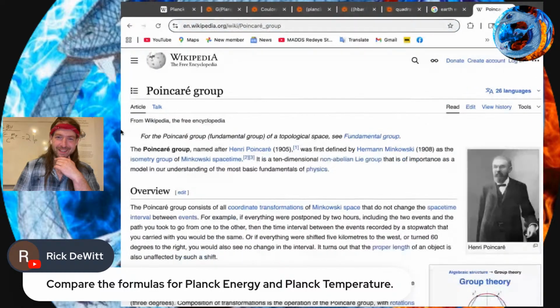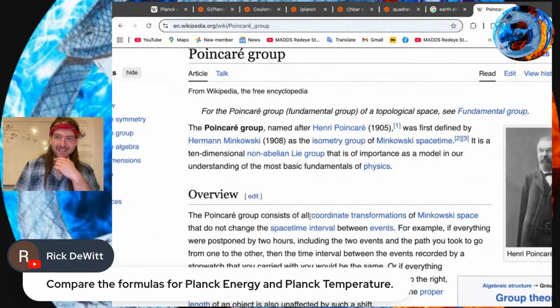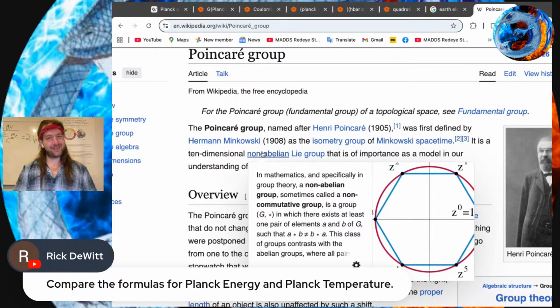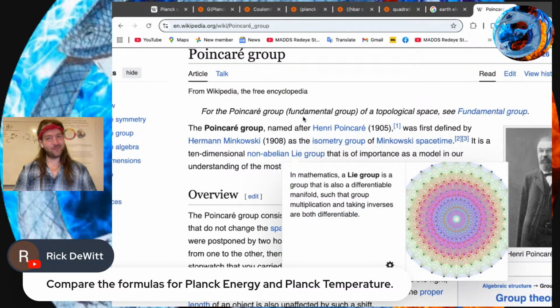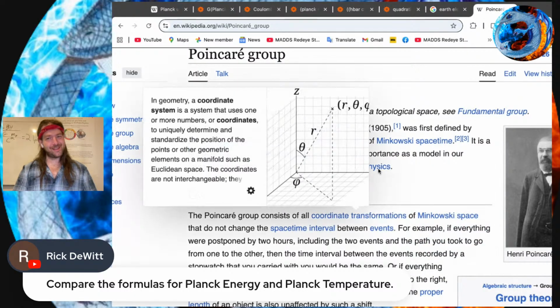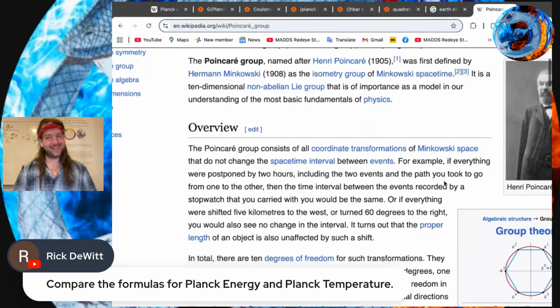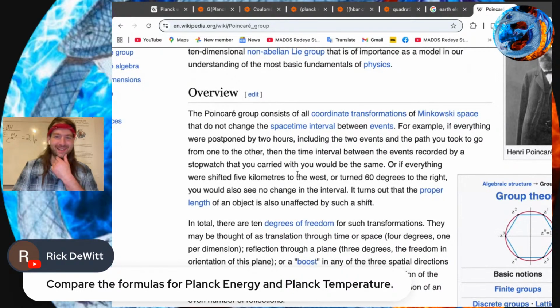Okay. So as first defined, it is a 10-dimensional Lie group that is important to the model to understand the fundamental basics of physics. I always forget what this is. Okay, so something's non-commutative, a Lie group, all right. 10-dimensional. Consists of all coordinate transformations of Minkowski space. Or if everything were shifted, turns 60 degrees. 60, wait a second. 60 degrees?